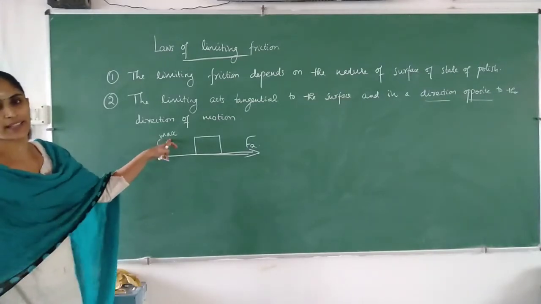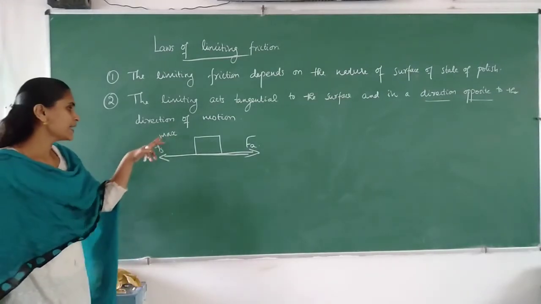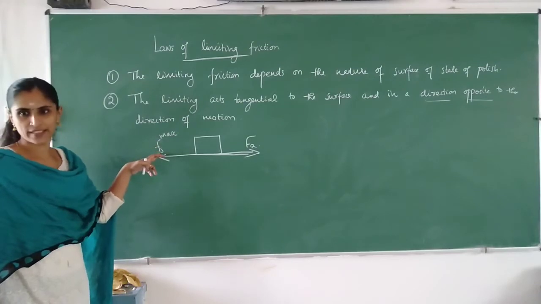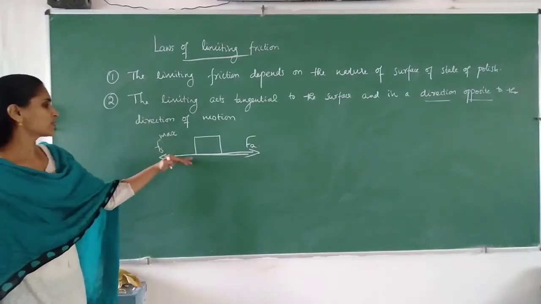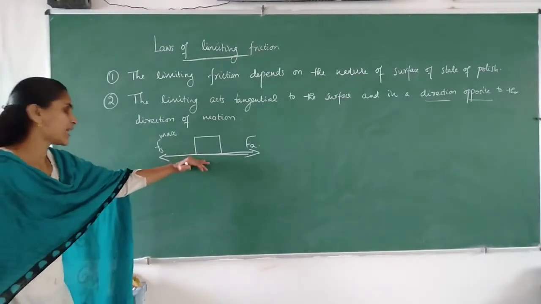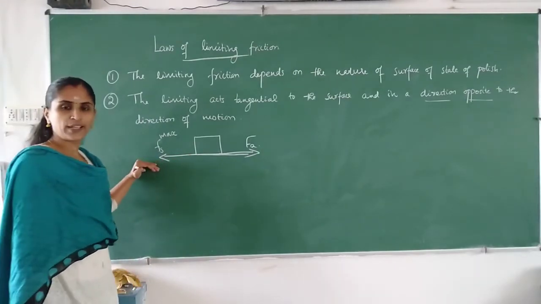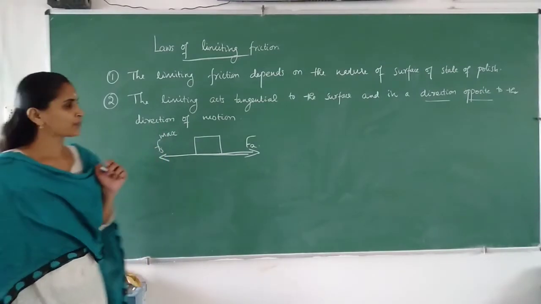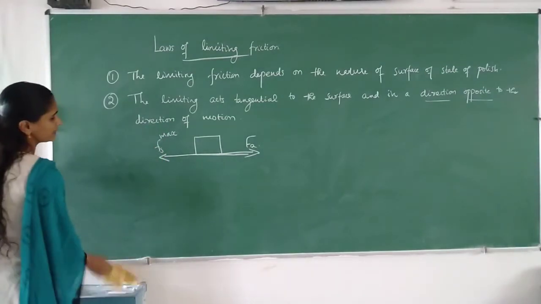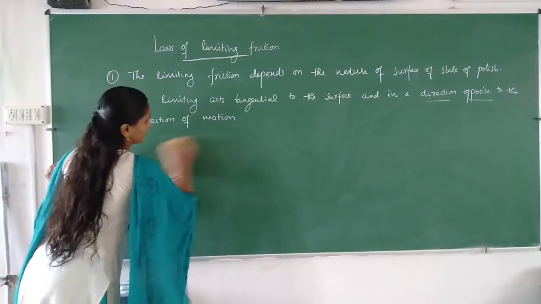Why are we writing it as Fs max? It is the maximum value of static friction. That's why we are writing Fs max. Okay. So the second law says that limiting friction is acting opposite to the direction of motion and acts in a tangential direction. Okay. And the third law, what can we write? The third law we can write like this.